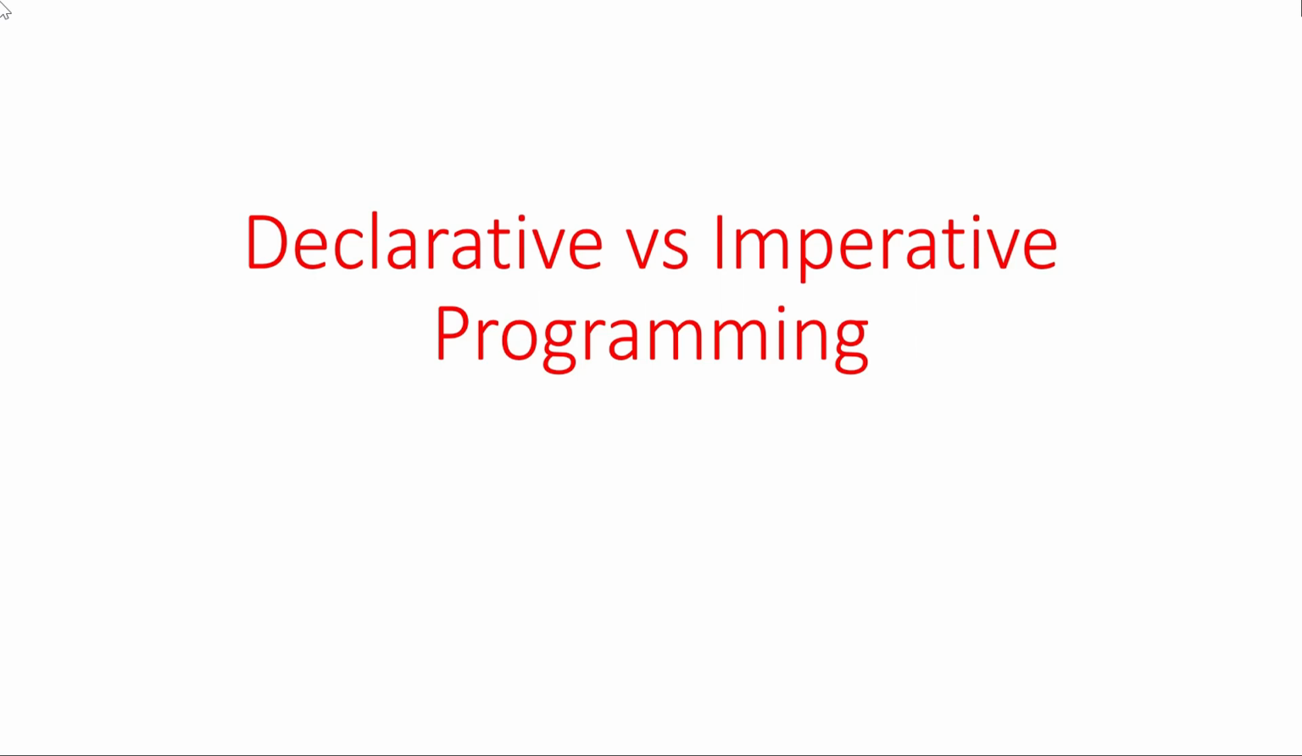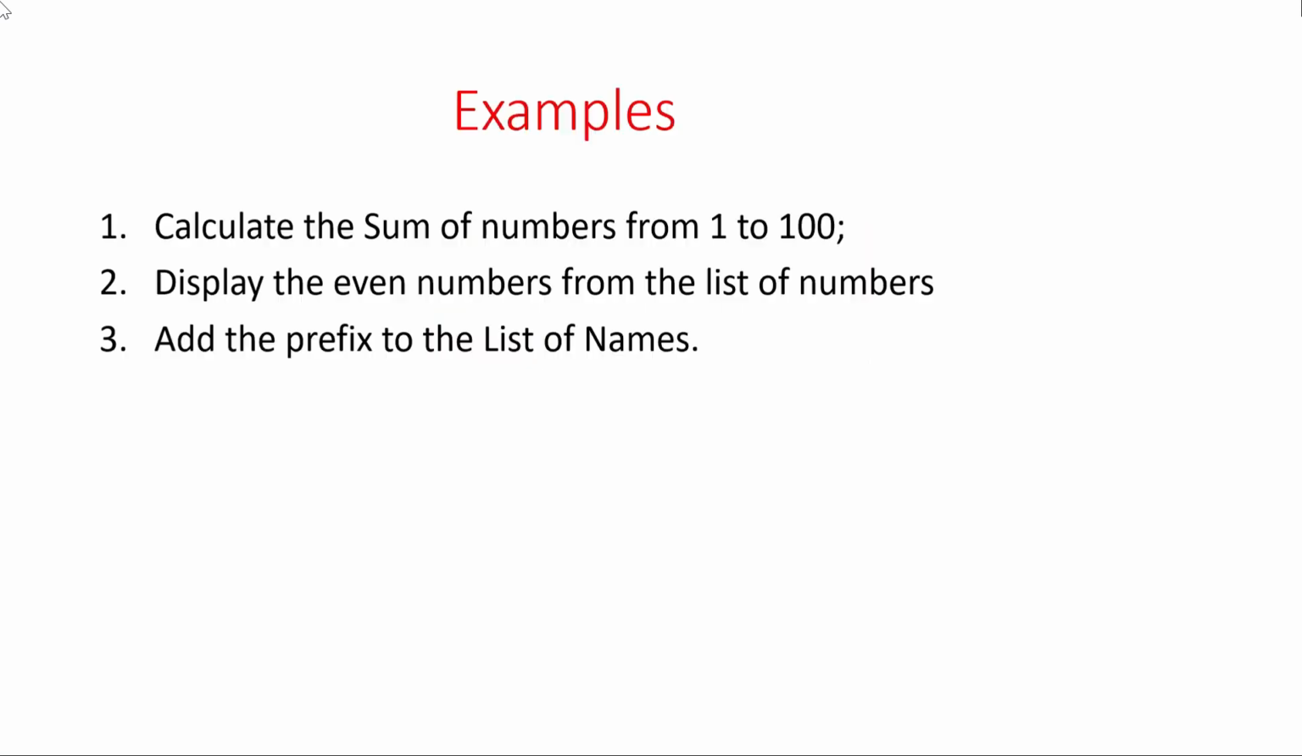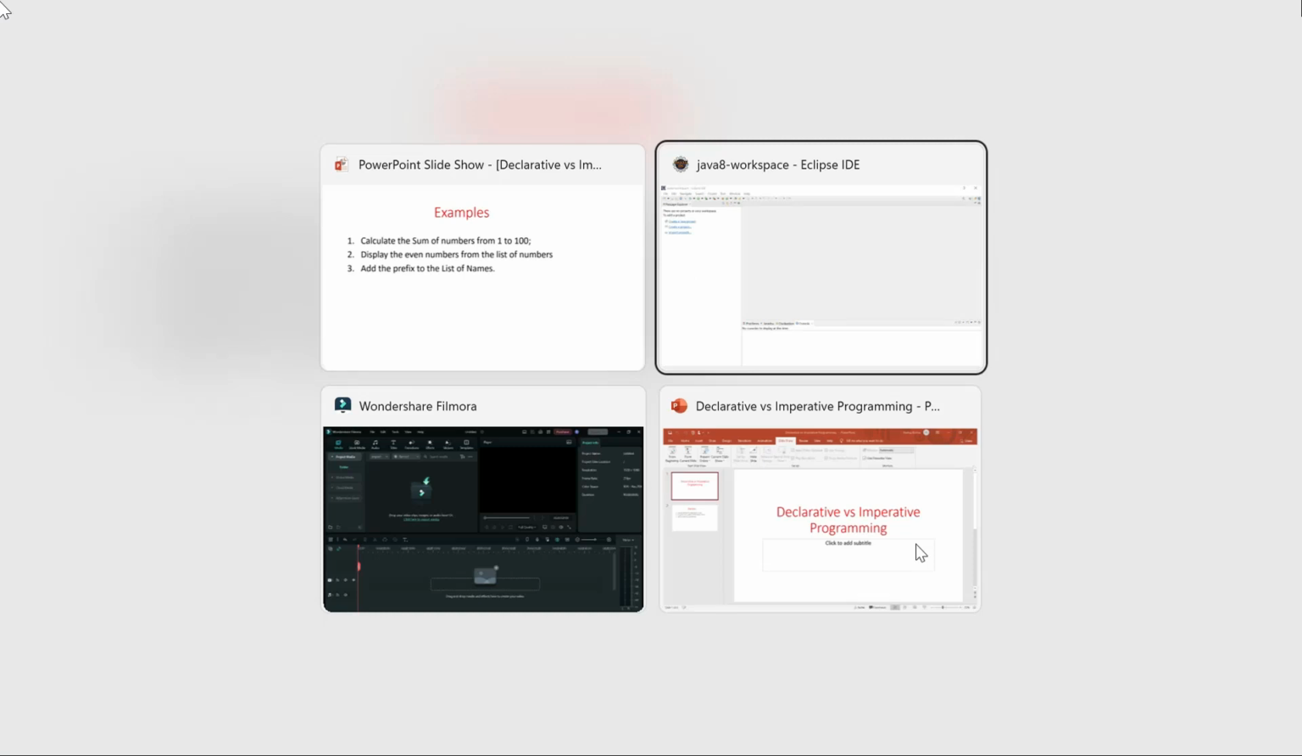Today's video is a part of Java 8 series. In this video, we are going to discuss imperative programming versus declarative programming using practical examples. We will discuss 3 examples here and we'll write the programs for each example using imperative style and declarative style. So our first example will be calculating the sum of numbers from 1 to 100.